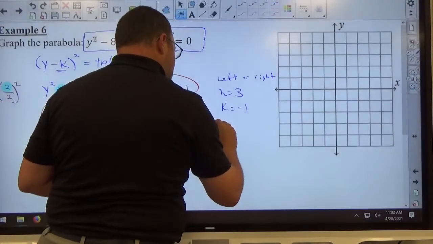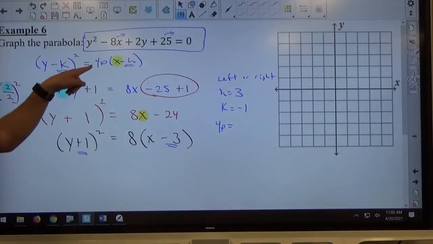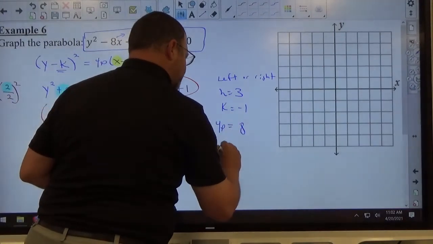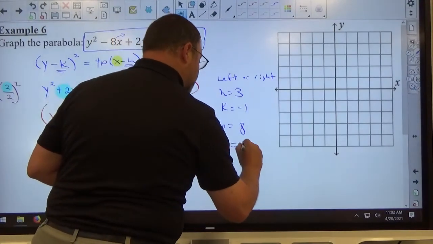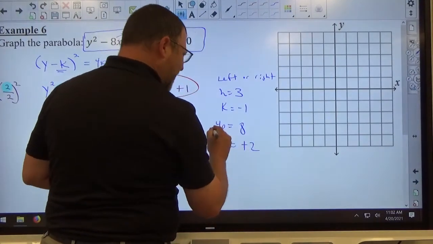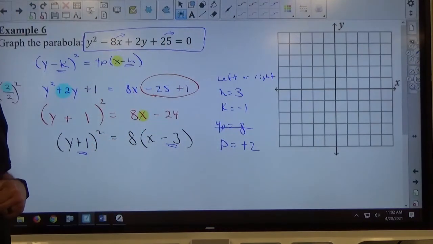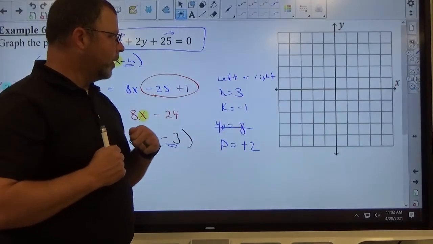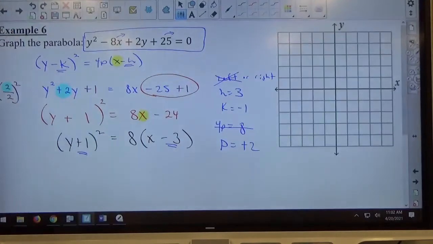And then 4p is equal to what? 4p equals 8. So p is equal to 2. What kind of 2? Positive 2, right? So 4p equals 8. This is helpful, but I don't really need that. I need p is equal to positive 2. Okay, so we had a choice of left or right. P is positive, so which one is it? Right. So it's not left, it's right. So there we go. It's everything we need to know to graph it.